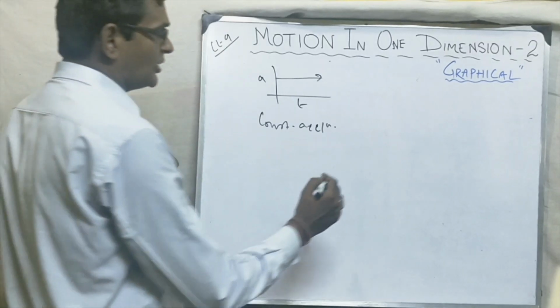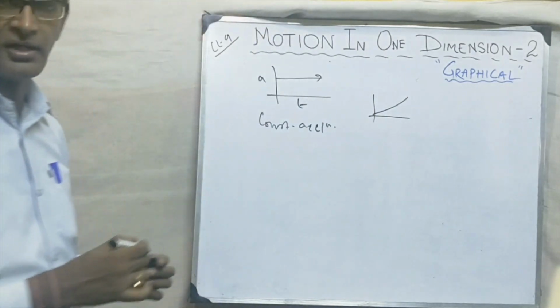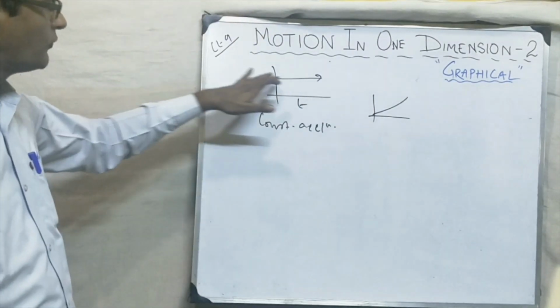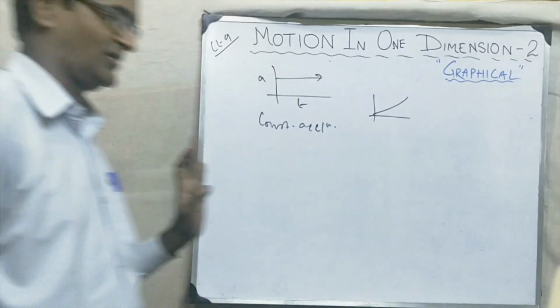Here you will not get this kind of graph because this is increasing acceleration, which is not in our syllabus. So only this one graph is there, constant acceleration.